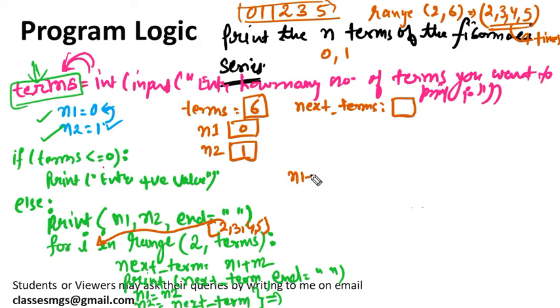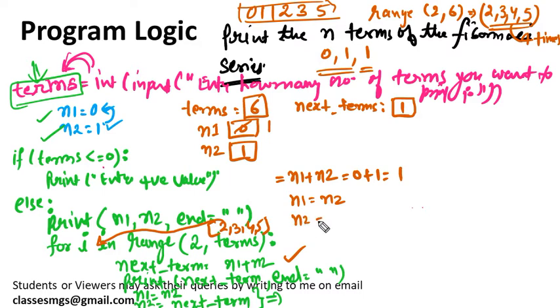n1 plus n2 is what? The n1 value is 0, 0 plus 1, so the next term will become 1. This line is executed. Now print the next term. The next term value 1 will be printed here, because 0 and 1 were already printed. Now n1 equals n2, so n1 will become 1. Now 0 becomes 1, and n2 equals next term. The next term value is 1, so n2 will become 1 again.